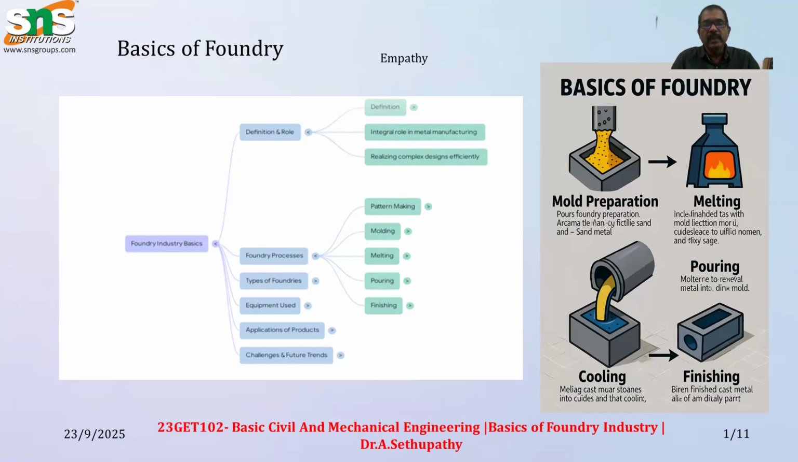In mechanical engineering, there are many manufacturing processes. One of the processes is foundry. Foundry is making a mold and pouring the metal, getting castings of a desired shape. How the mold will be created, how the metal will be melted, what is a pattern, what is a molding box, and what tools we use for making the molds are all elaborately discussed in this video.